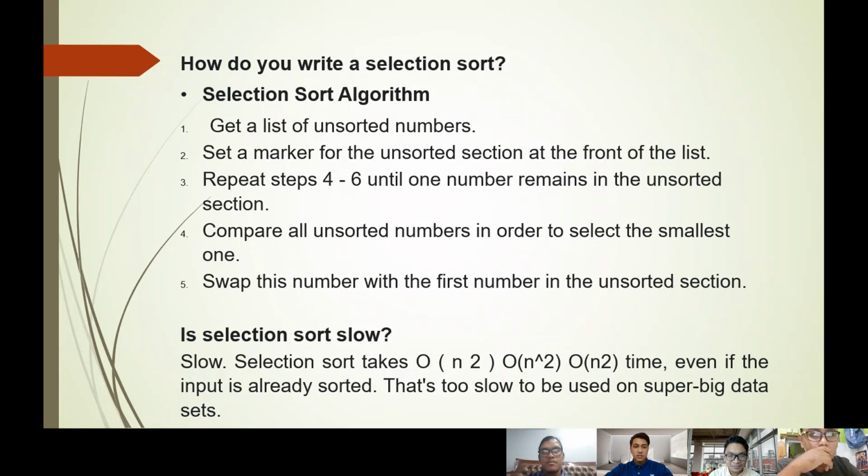Is selection sort slow? Slow. Selection sort takes O(n^2) time, even if the input is already sorted. That's too slow to be used on super big data sets.